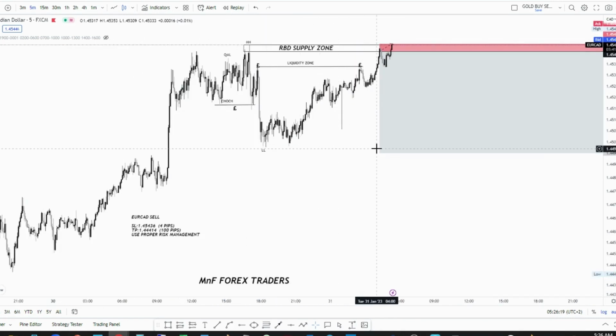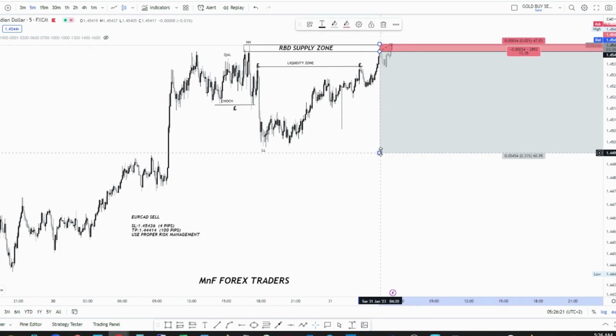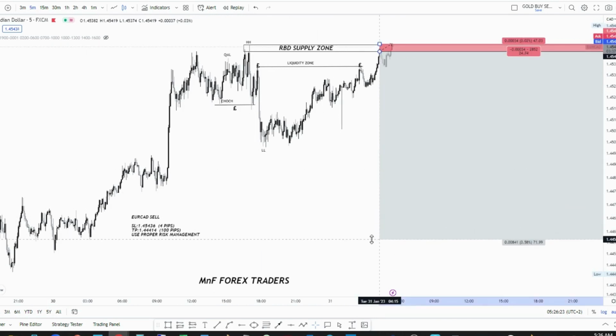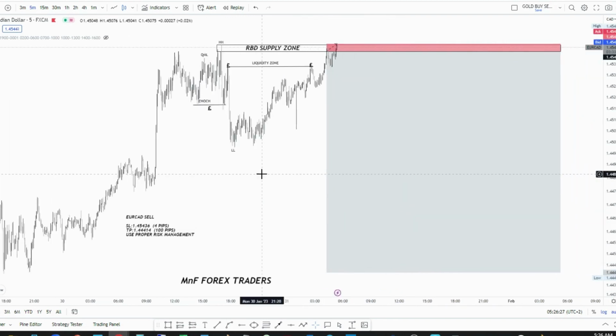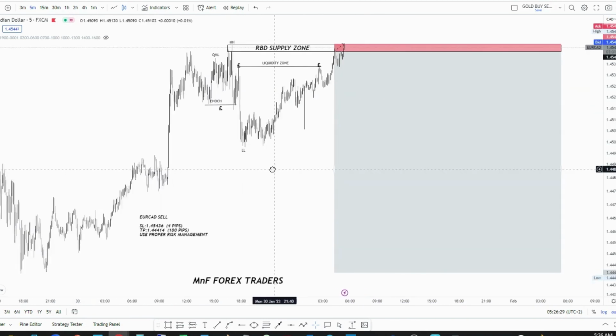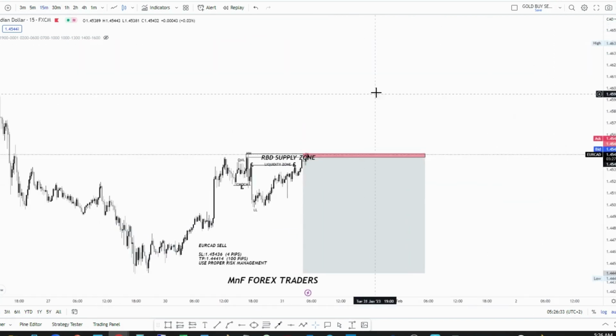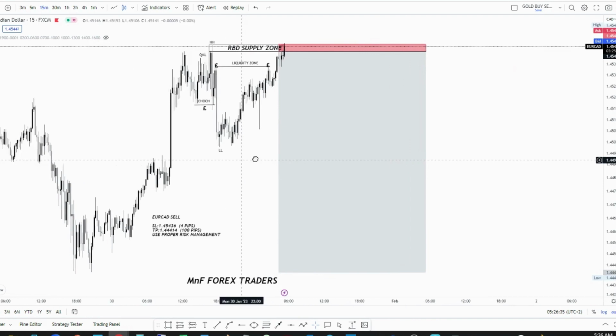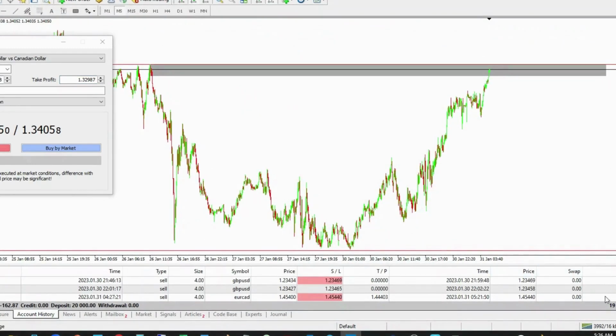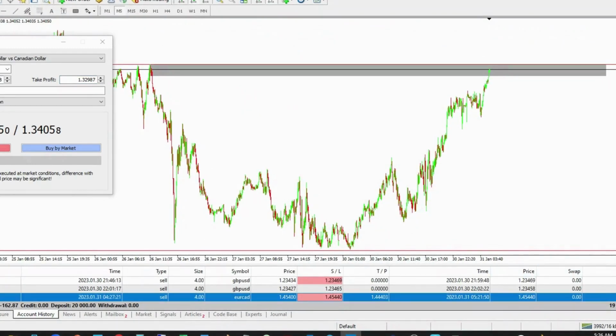which is okay. Why? Because I had predefined my risk on this particular trade. So just like that, that's how it's supposed to be. You should always predefine your risk, know exactly how much money you are willing to lose on a particular trade. So right here, you can clearly see that this is the negative 119.